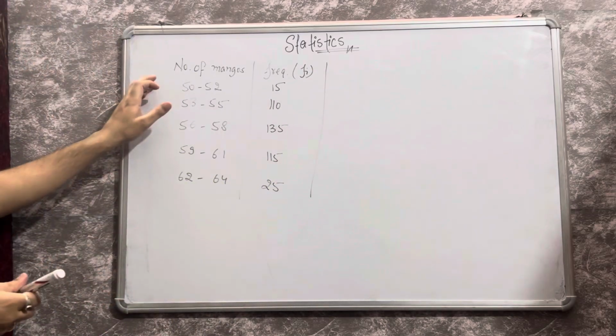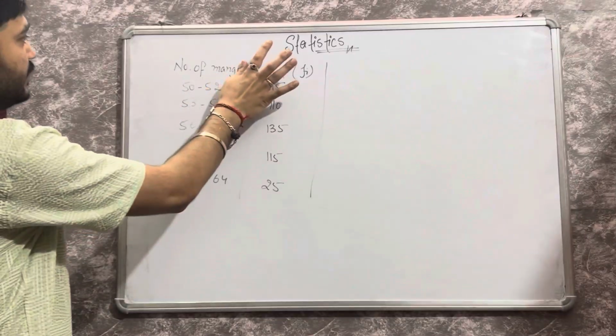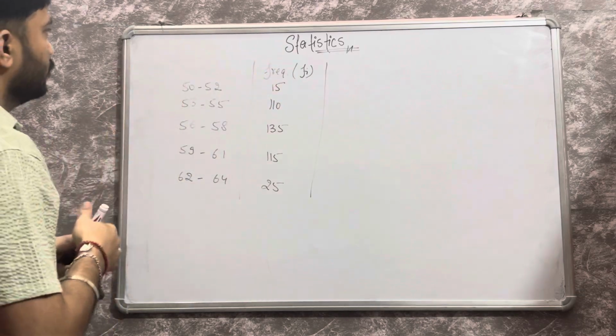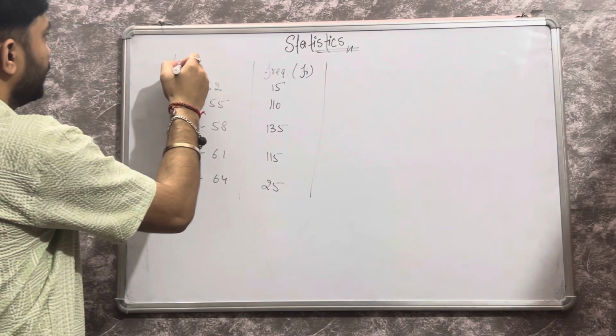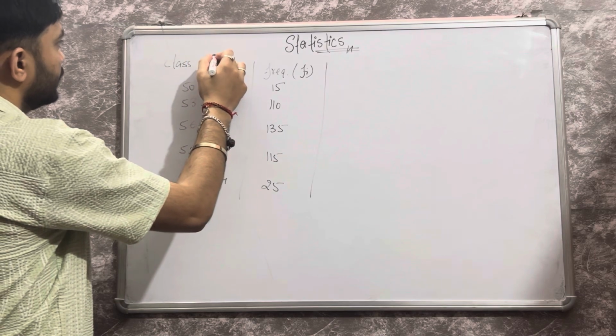Now look at the class interval here, that is the number of mangoes. It is also known as the class interval. You can write class interval here.